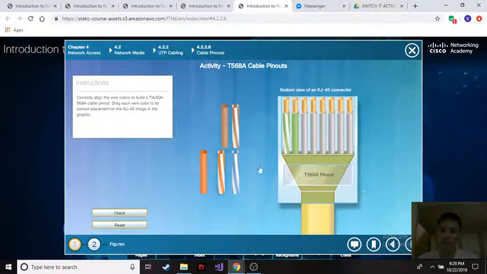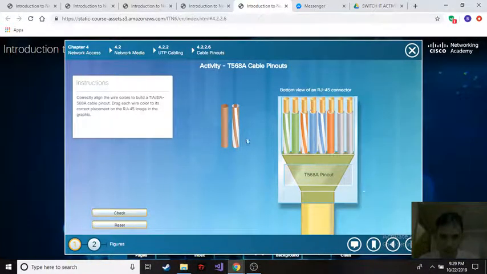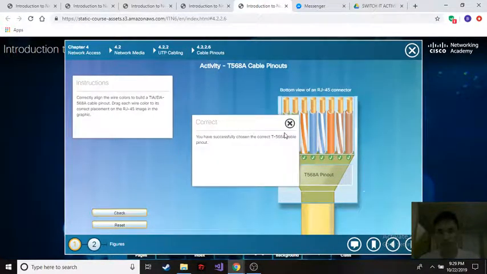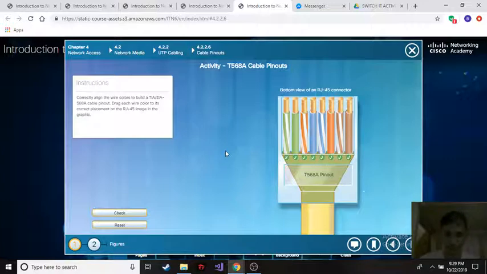Next is the orange stripe cable wire, then plain blue, stripe blue, orange, brown stripe, then brown. So I think I arranged it properly, but I'm not sure. So let's check it. So we correctly arranged the T568A cable pinouts. So there are two.